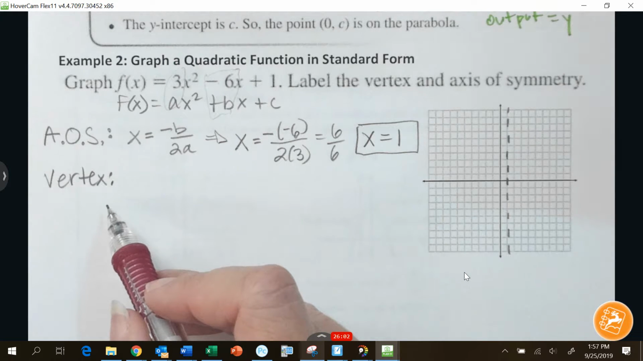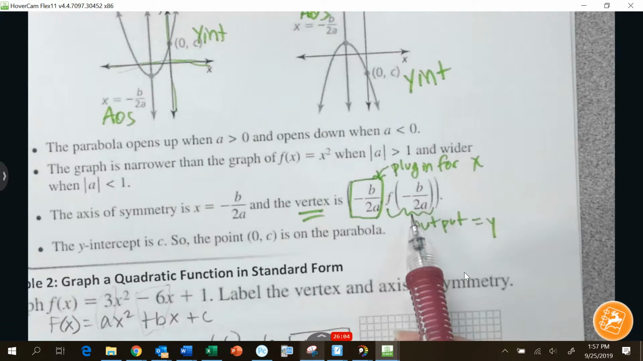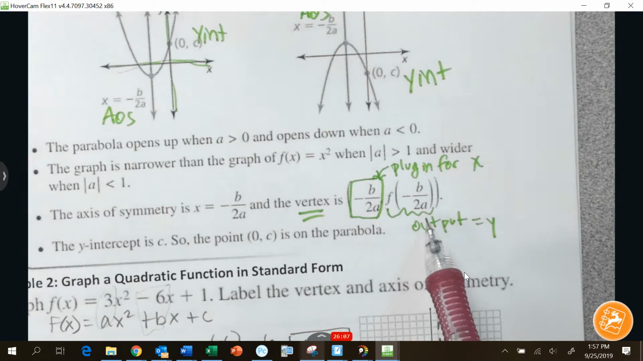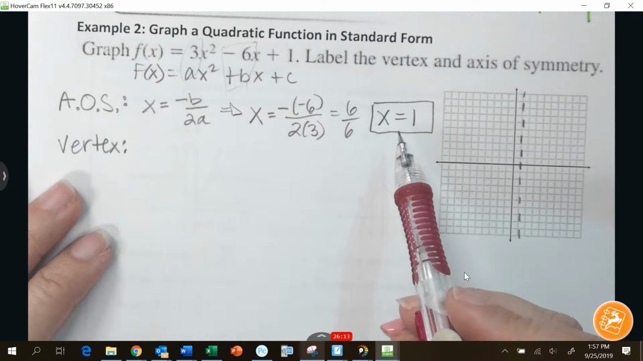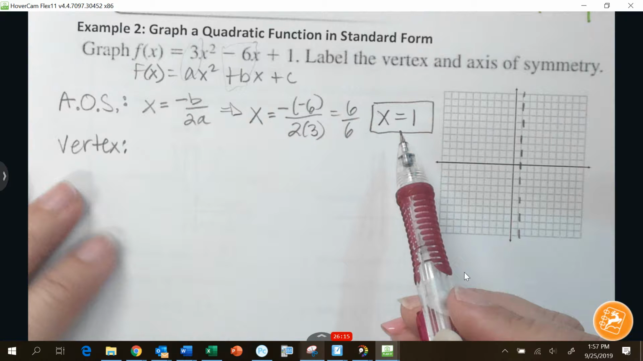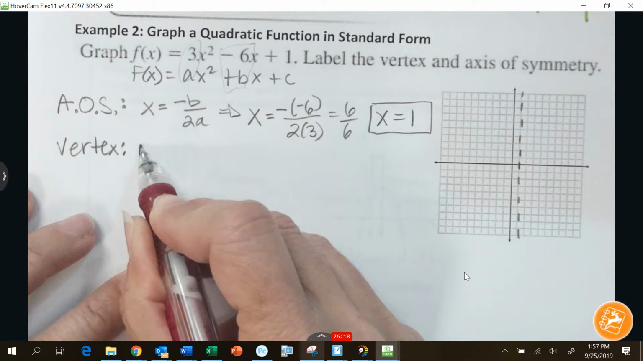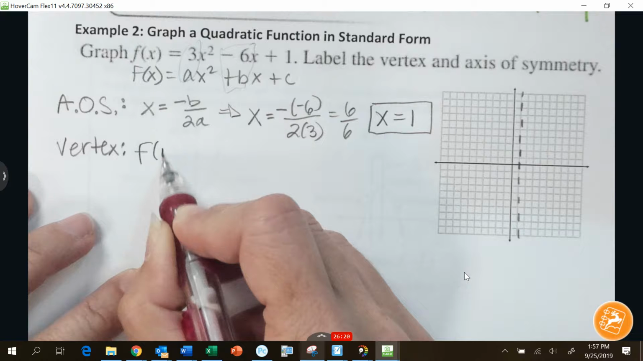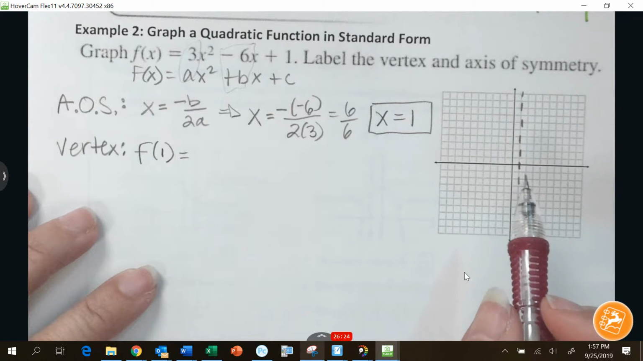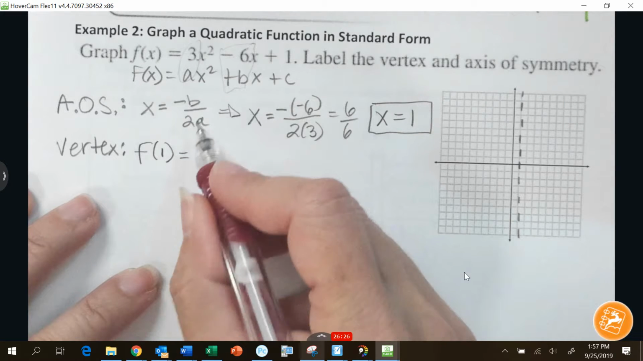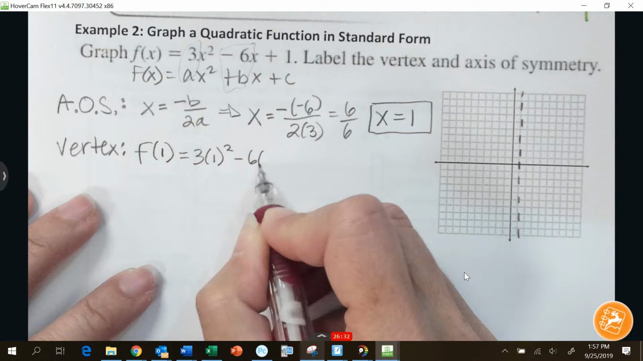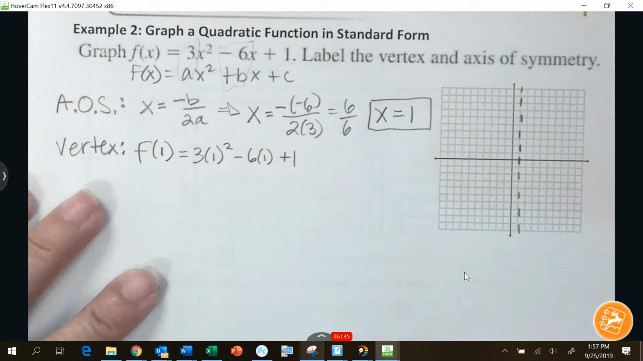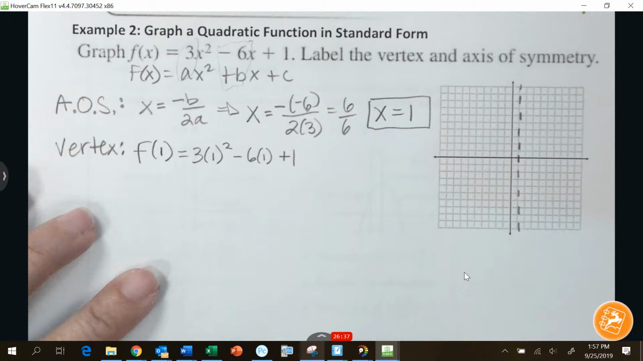All right, so now the vertex. I haven't showed you how to do the vertex yet. It says up here, but that to me looks really confusing. I'm going to go over that. So the vertex, what do we know about the axis of symmetry and the vertex? Oh, the x is the same. So what we do is we take that x and we do f of that x. That means wherever I see an x in the equation, replace it with parentheses 1. So 3 parenthesis 1 close parenthesis squared minus 6 parenthesis 1 plus 1. Plug in 1 for the x. That comes from the axis of symmetry.